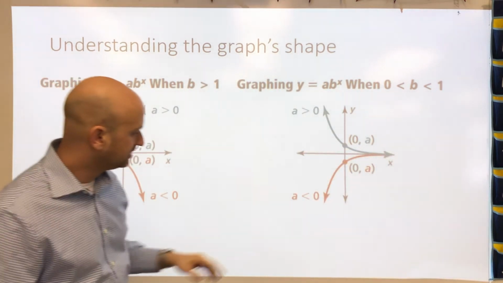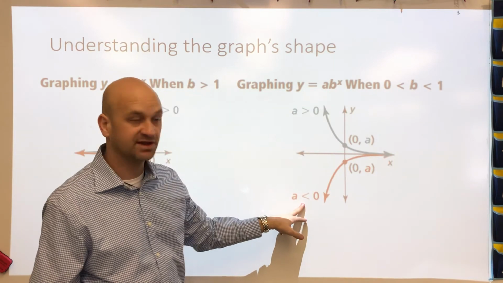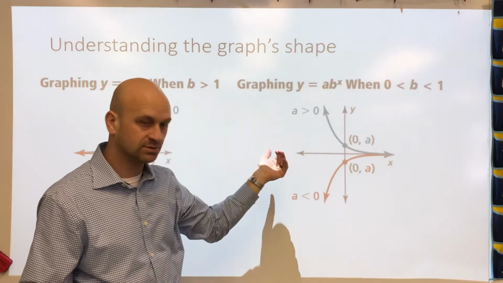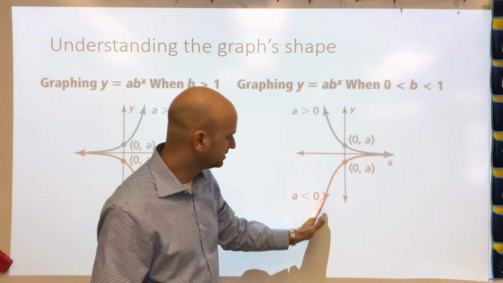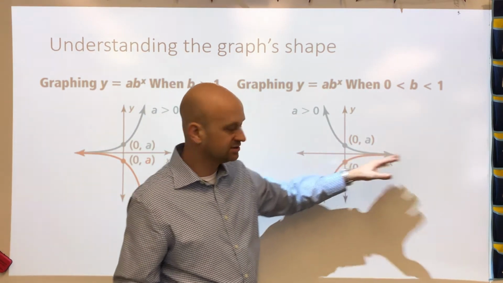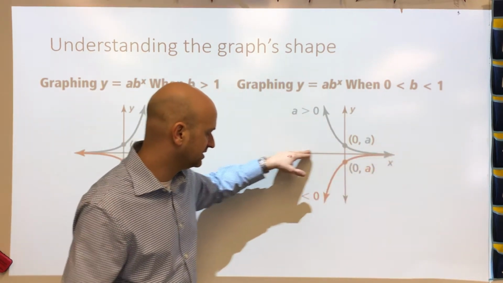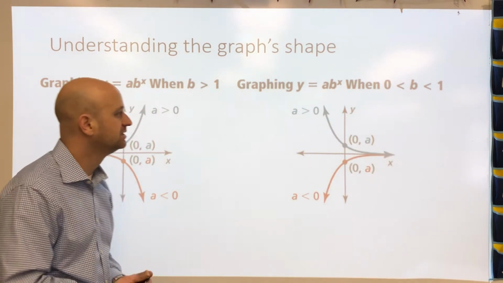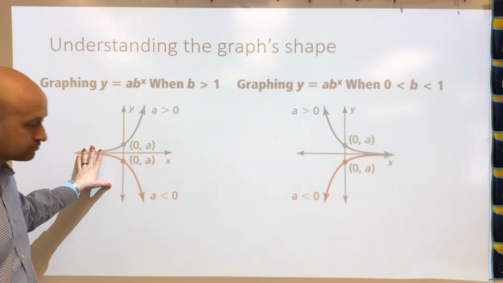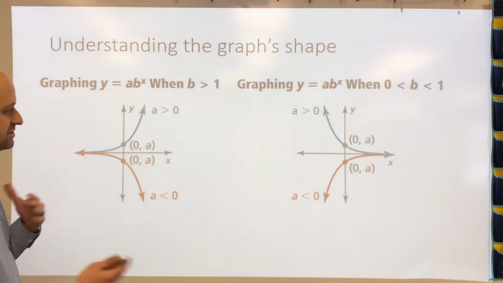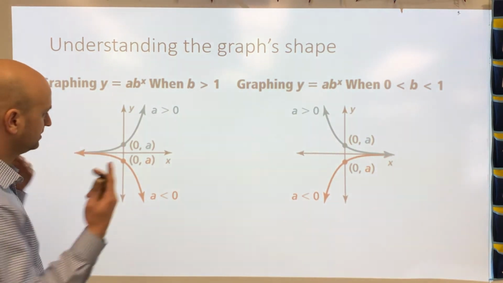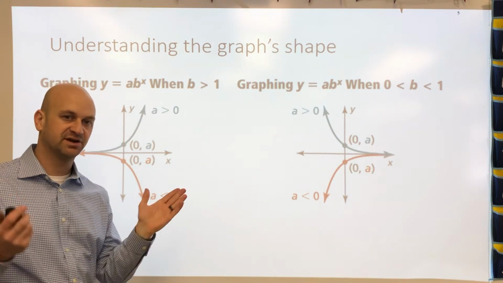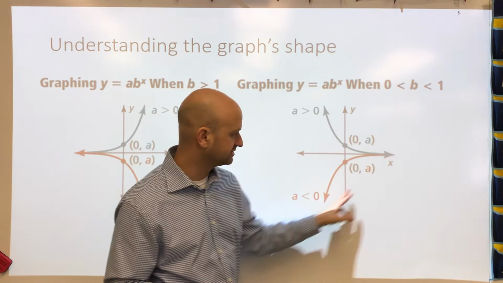All right, now down here, we have a negative a value, okay? But this time our b is going to be less than 1, but greater than 0, and so it's going to increase but never touch. Again, the same behavior at the x-axis is going to happen as it did over here. Okay, so that's understanding the graph shape. So use this as a template as you go through different examples and evaluate what's happening at the ends of the graphs.